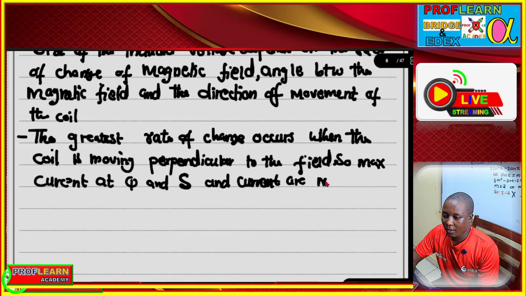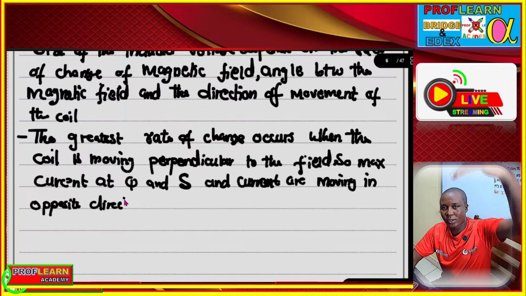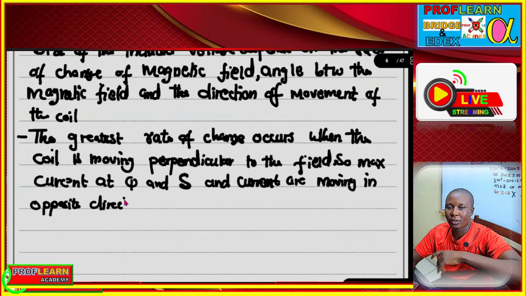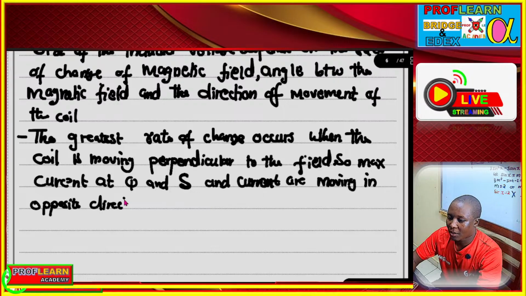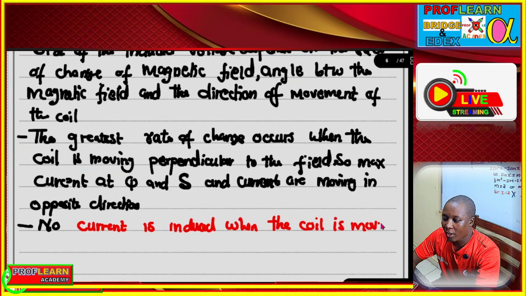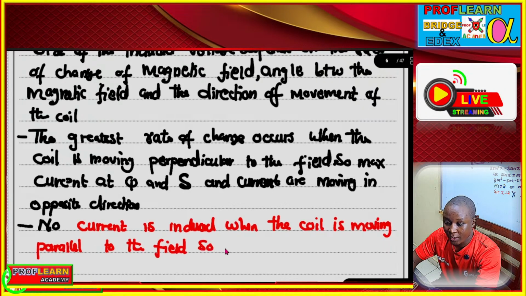And then the currents are moving in opposite direction, so that's why you can see Q is that positive highest point and S is the lowest point, because the currents are moving in the opposite direction, but that's when we have the maximum. And the next part is to identify when no current is induced.